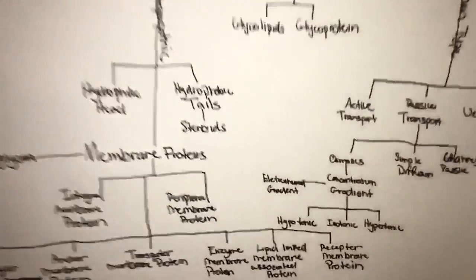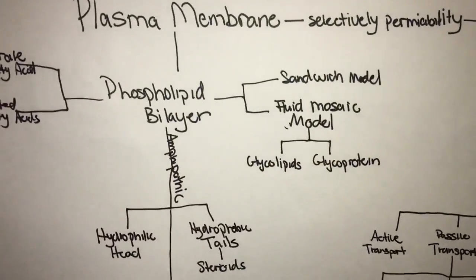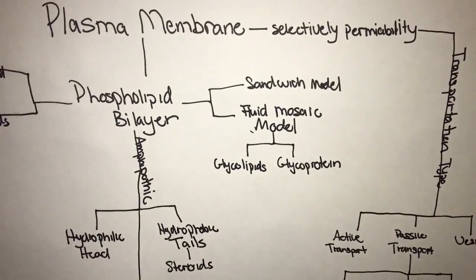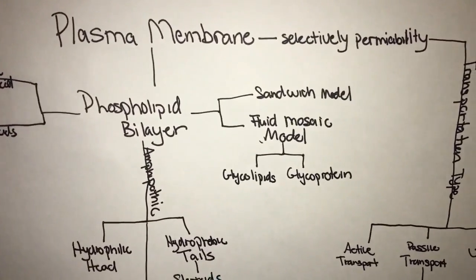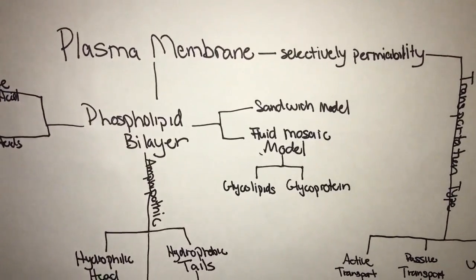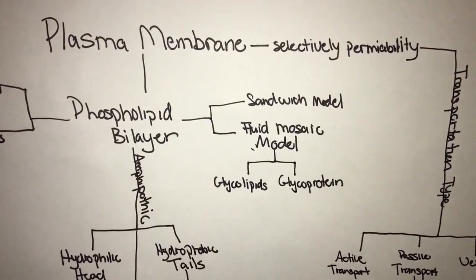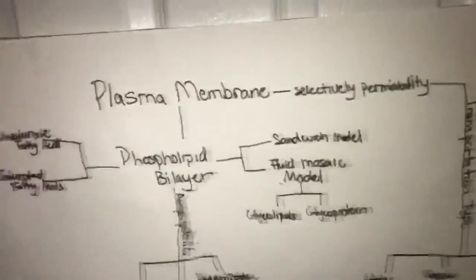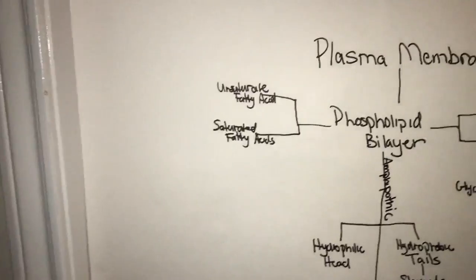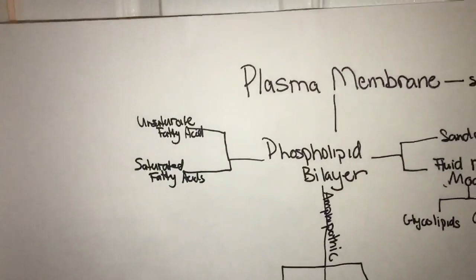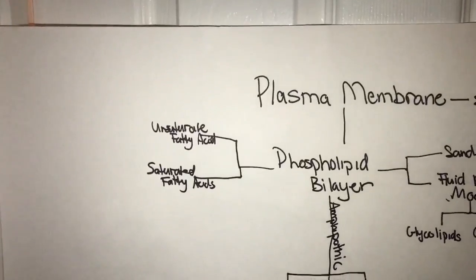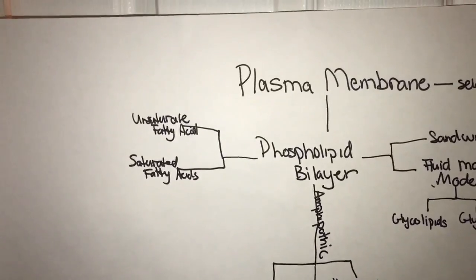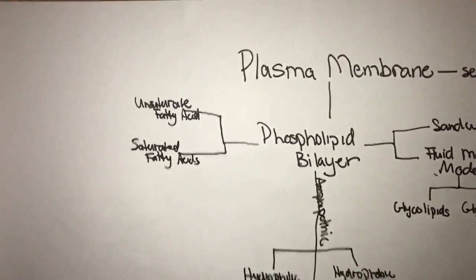But along with the phospholipid bilayer, there are two different models that are used to describe it. First was the sandwich model, which isn't really used anymore because it was replaced by the fluid mosaic model, which simply states that there are different things inside the phospholipid bilayer, such as glycoproteins and glycolipids, as well as different cholesterols, etc. And in the phospholipid bilayer, usually, because it's phospholipid, meaning it's fat, it has unsaturated fatty acids and saturated fatty acids. And the only difference between the two is saturated fatty acids don't have double bonds and unsaturated fatty acids do have double bonds.